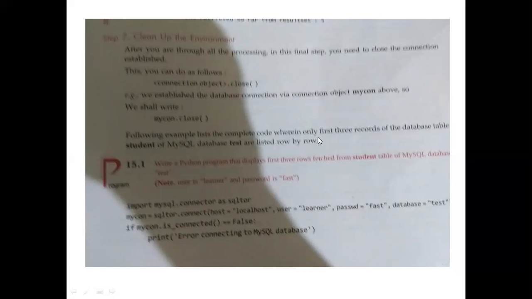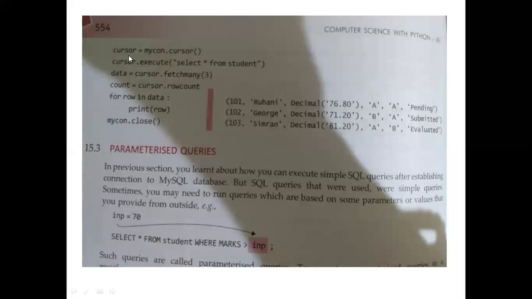The following example lists the complete code wherein the first three records of the database table student of MySQL test are listed below. जो database था हमारा student, उसको लेके यहाँ पे programming example सारा दिया है. तो first हमको क्या करना है, database connection करेंगे, फिर cursor object बनाएंगे, फिर cursor object में execute function use करके SQL query execute करेंगे. उसके बाद execute होने के बाद वो cursor object में उसका सारा result set है, तो result set से fetchmany function use करके three number of records extract करके data में रख रहे हैं. उसके बाद कितना number of data में record है उसको count करने के लिए use करेंगे rowcount property, जिसमें कितना number of data record extract हुआ है वहाँ आ जाएगा. Then उसको display करें: for row in data: print row, mycon dot close. OK.